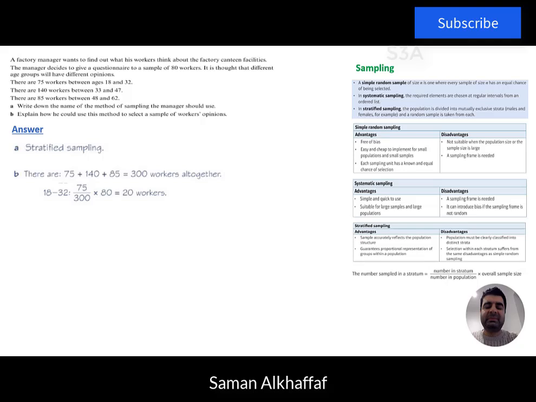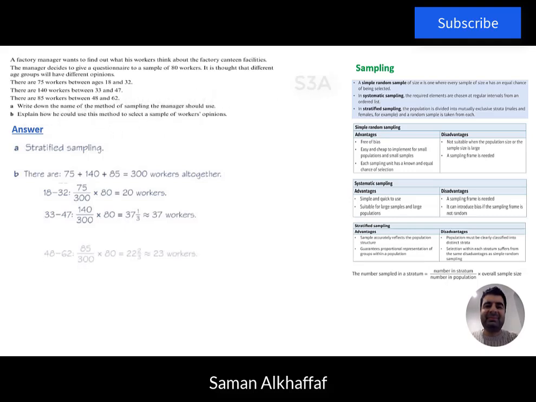Then we will take each range and we will take them as a percentage out of the total amount. So for the 18 to 32 it will be 75 over 300 multiplied by 80, as we need to take a sample of 80. That will give us 20 workers. For the range of 33 to 47 years, it will have around 140 workers divided over 300, which is the total, and multiplied by 80, which is the sample. That would give us 37 and a third, or approximately 37 workers in this scenario.